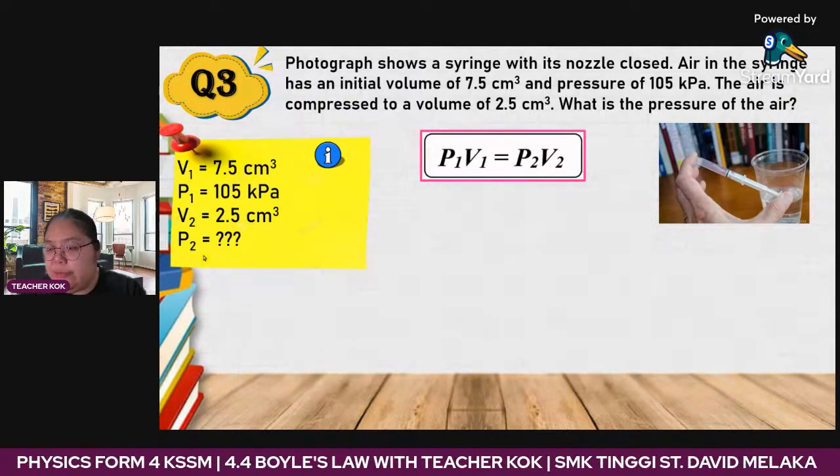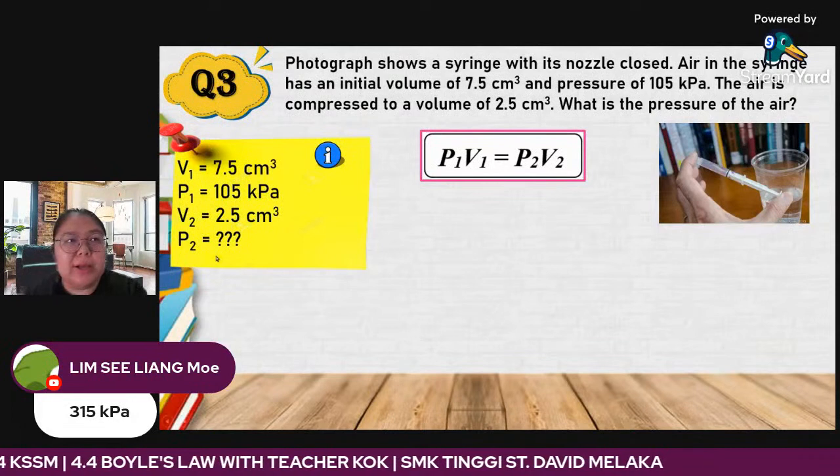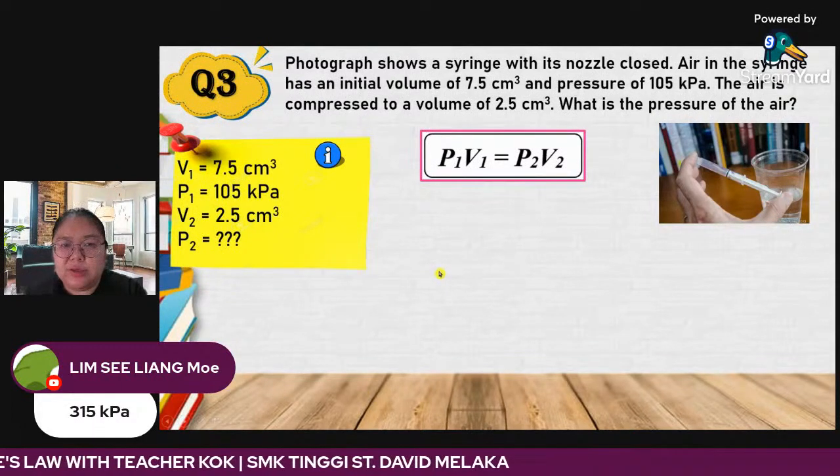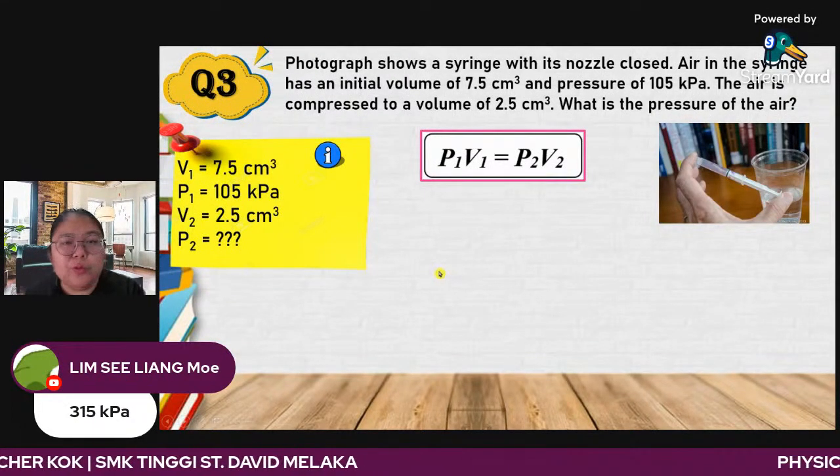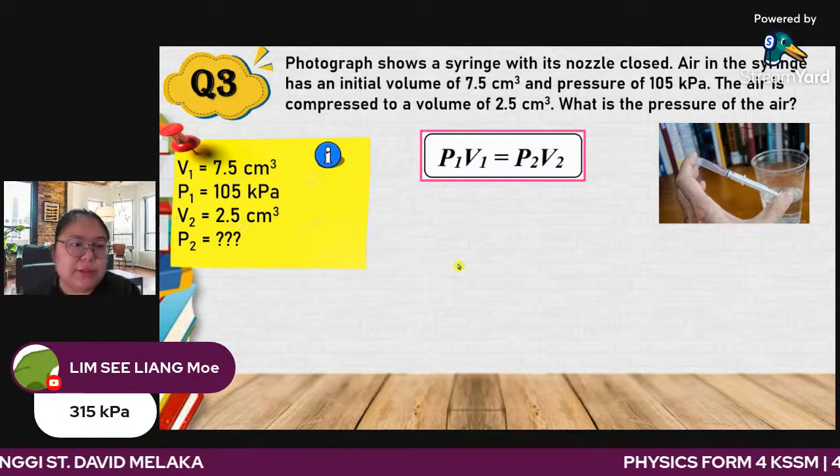315 kilopascal. So my class only got Xiliang, is it? The rest do not go where? I got 52 watching, but only Xiliang answers me.